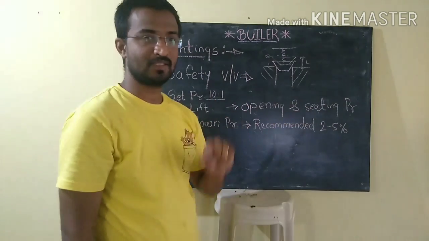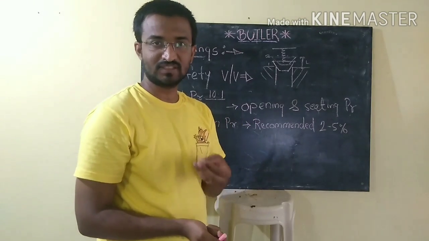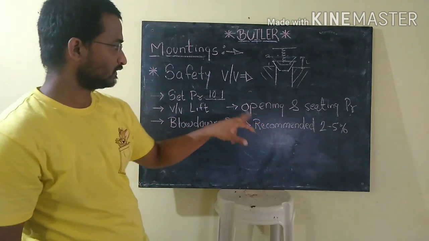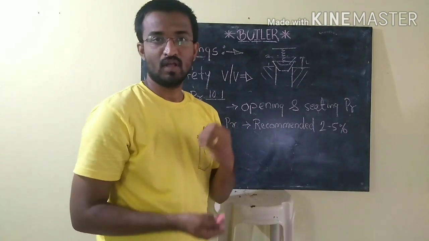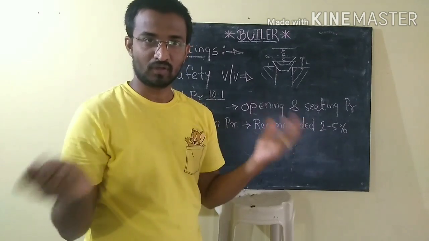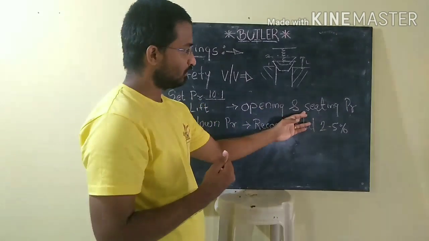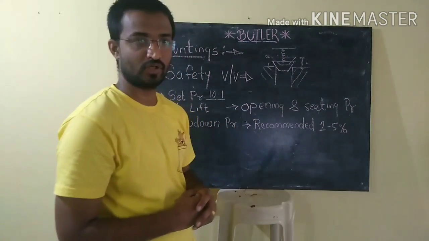The opening and sitting pressure. The opening pressure is the pressure at which the safety valve opens. Maybe at set pressure it opens, they might both be the same. The sitting pressure: once the blow off occurs, meaning the steam goes outside and the pressure drops, the point at which the safety valve sits again is the sitting pressure.